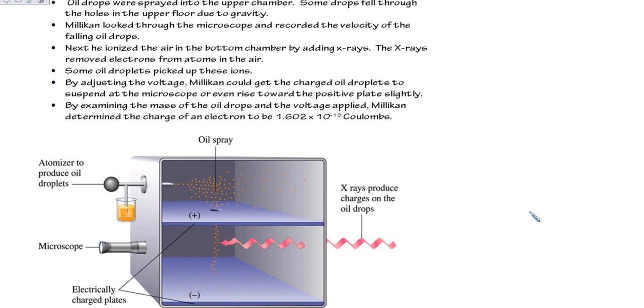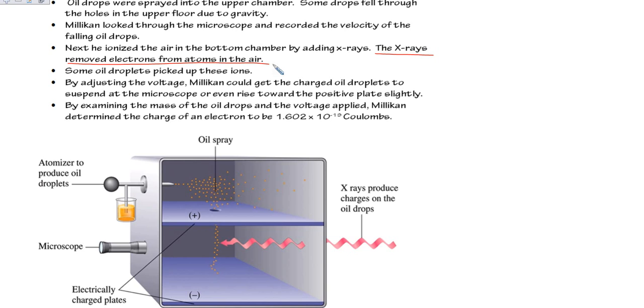where we're going to have an X-ray source. Now, these X-rays are going to ionize the air in the bottom chamber, which really just means that they're removing electrons. The X-rays remove electrons from atoms in the air, oxygen, nitrogen, all that good stuff. Now, some of these oil droplets are going to pick up the electrons and become negatively charged oil droplets. Ooh, that sounds exciting.